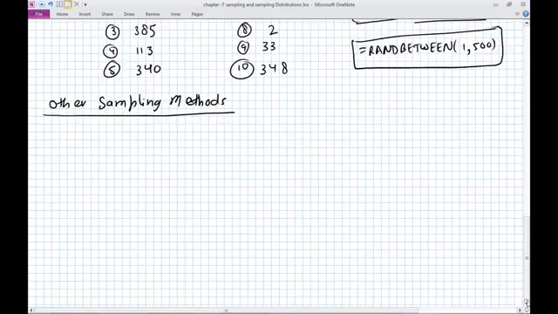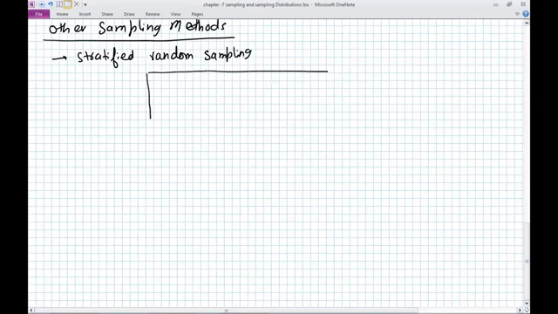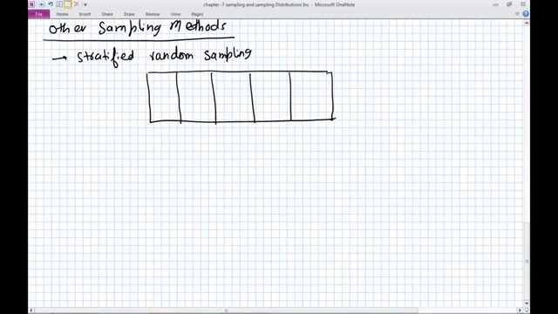There are other sampling methods also. One of them is called stratified random sampling. Let me make a population in which we are interested. Stratified random sampling means you stratify the data into different strata or different groups. Strata is a group. So let's say I stratify this into 1, 2, 3, 4, 5 groups.